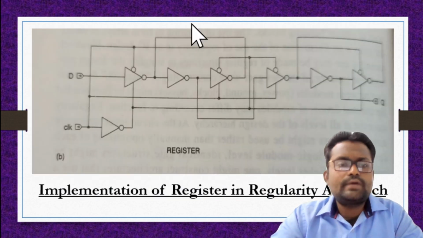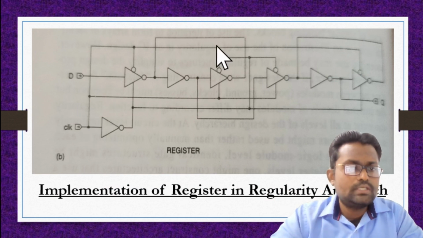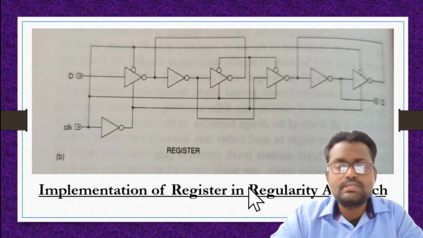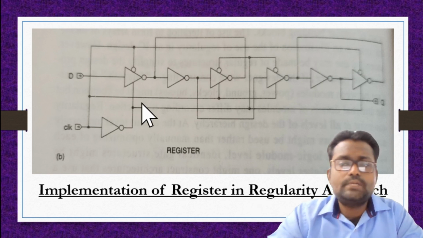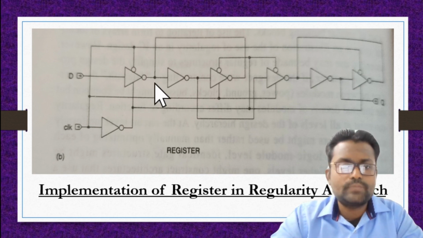You can also consider various types of examples. Here the second example is used. Here a register is present. Now what is the meaning of register? Register is a memory element. Now what is the use of a memory element? A memory element is used for storing any bit, storing the bit of data.